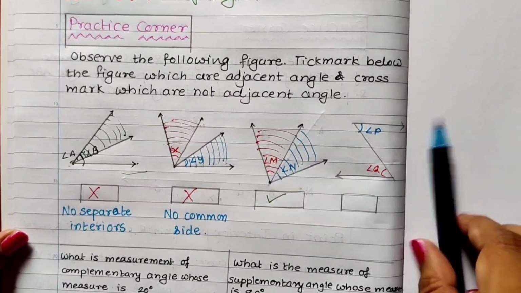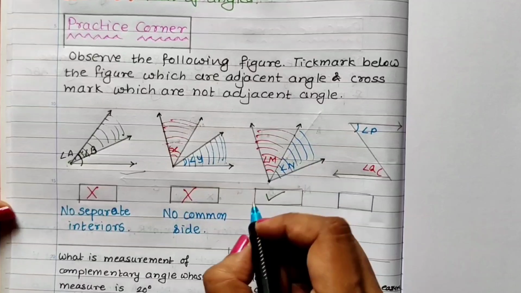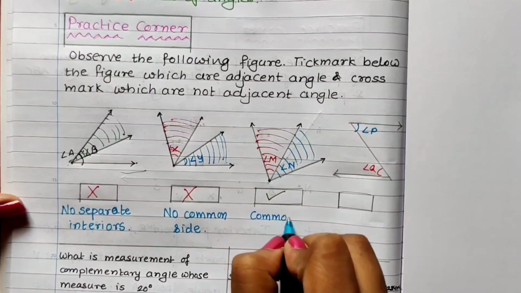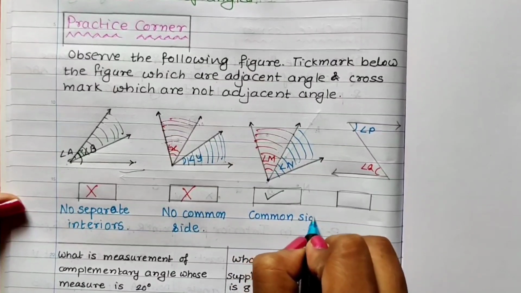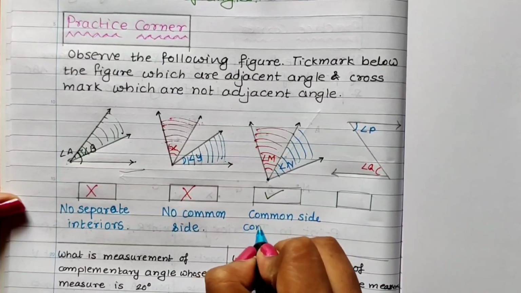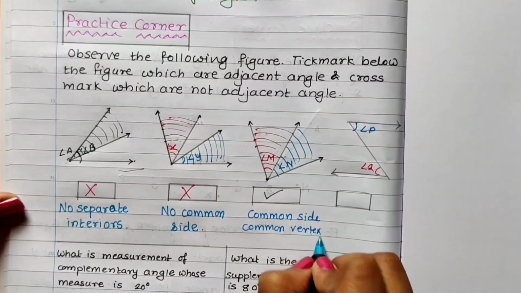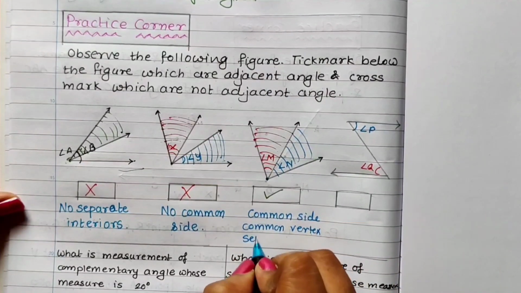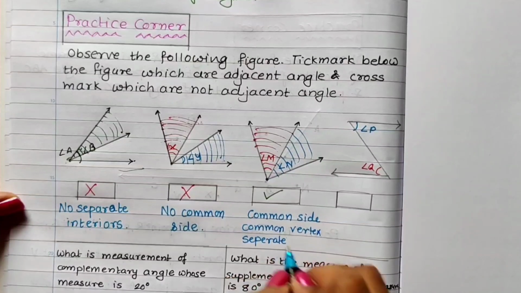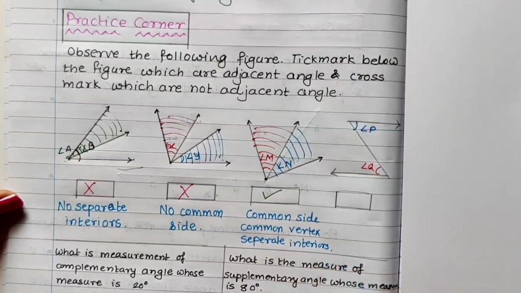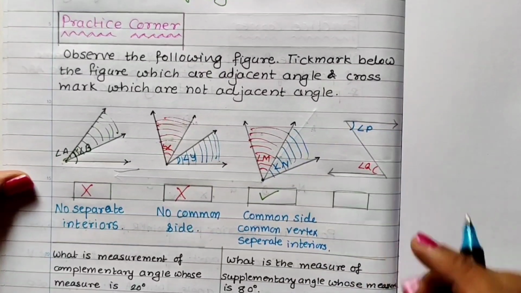And we will be writing the reason why we have made the tick mark. Because they have common side. They have common vertex. And they have separate interiors, and that's why they are adjacent angles. Very nice activity this is actually.